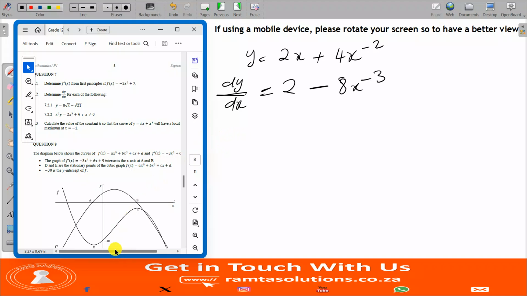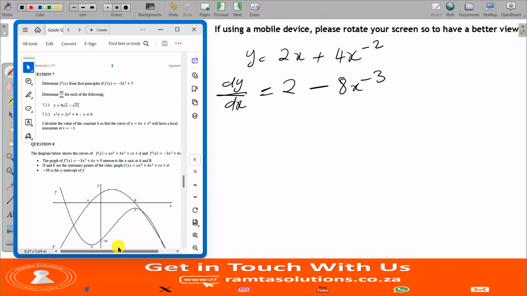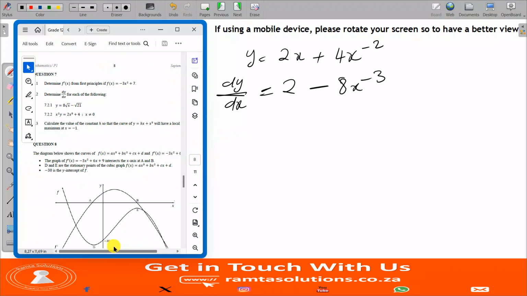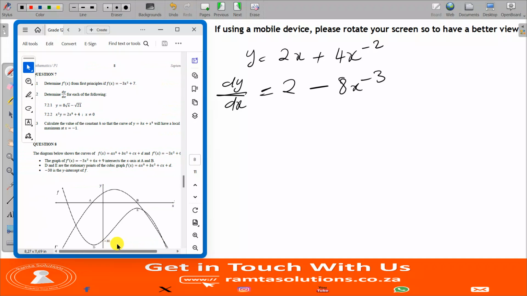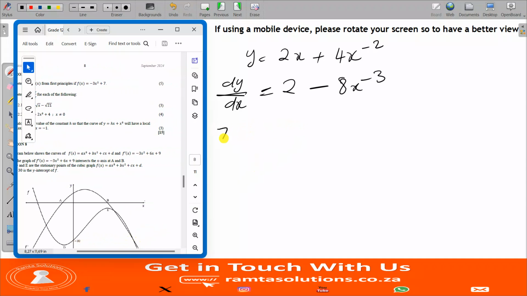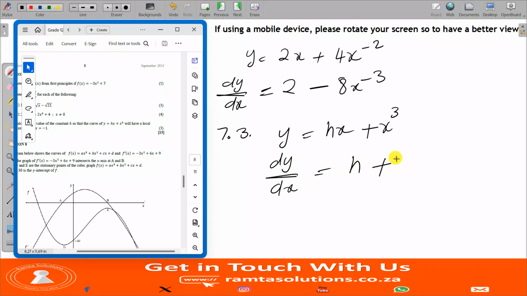Now let's see for 4 marks, guys. 7.3: calculate the value of the constant h so that the curve of this function will have a local maximum at this point. So we say y is equal to hx plus x cubed. So we will say y prime, or dy/dx, is equal to h plus 3x squared. Now for it to have a maximum, we'll say 0 equals this.